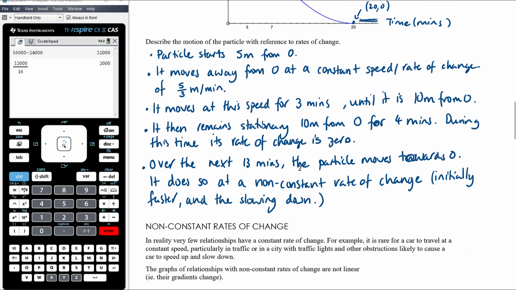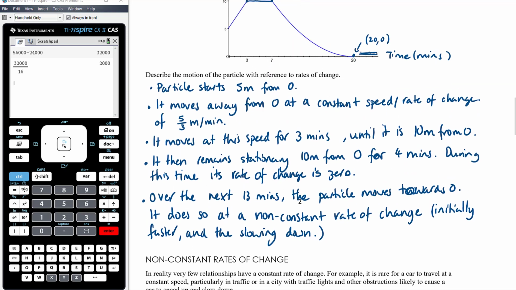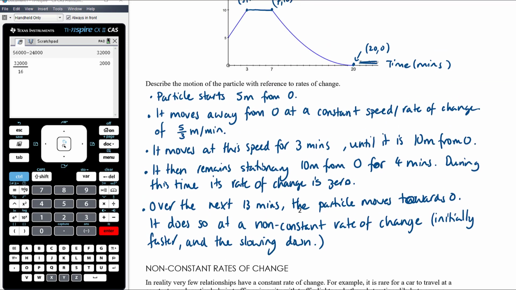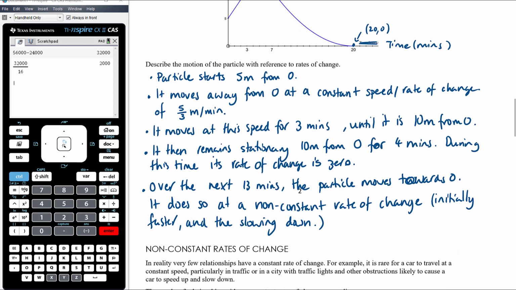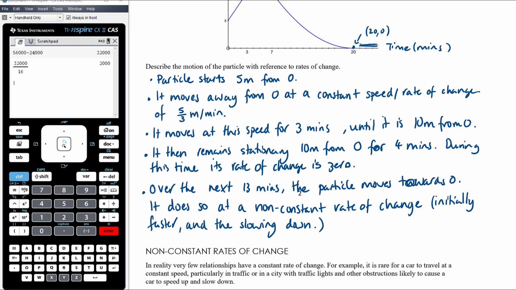Now, I might also add one other thing about that last phase. While we can't work out the actual rate of change because it's not constant, we do know that the rate of change during those last 13 minutes is negative. That's because the gradient is negative. The suggestion there is that it's traveling backwards. Over the next 13 minutes, the particle moves towards O. It does so at a non-constant negative rate of change. I'm going to note that as well because that's important. Initially faster and then slowing down.